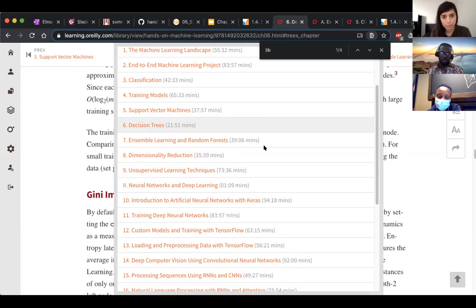Okay, works for me. That's even better. So the neural networks one is just more of a section, right? Because then that will be chapter 10, right? So do you want to do introduction to artificial neural networks, or training neural networks, or custom models? So you can pick one of them and let us know, okay?